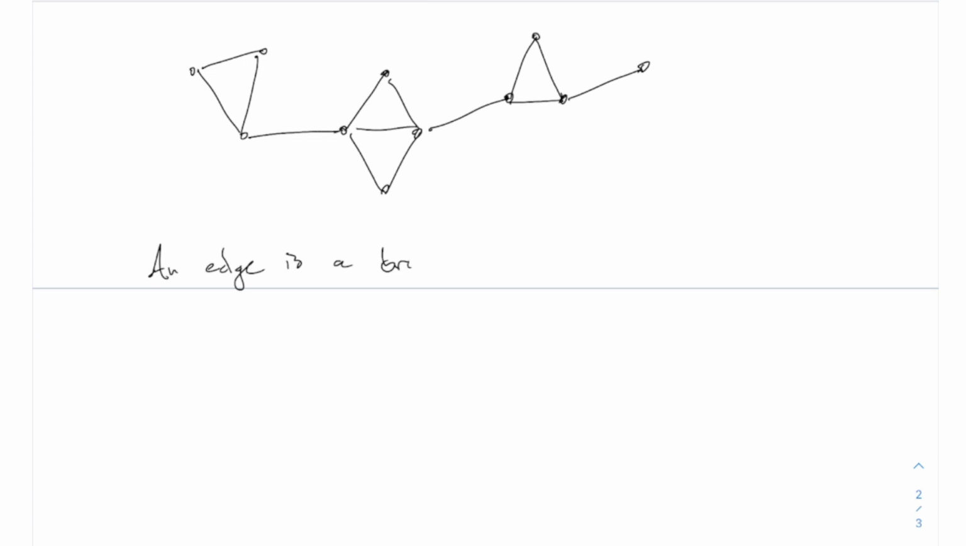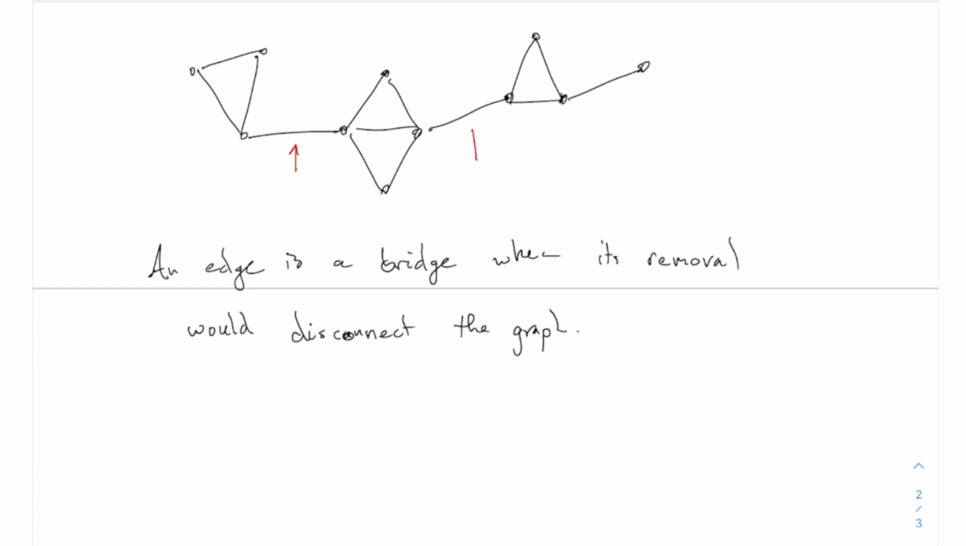when its removal would disconnect the graph. All right. And on that graph right there, I can see two edges which have that property. If you were to remove that edge, it would make the graph disconnected. I see this one and this one, right? Those are both bridges in this graph.